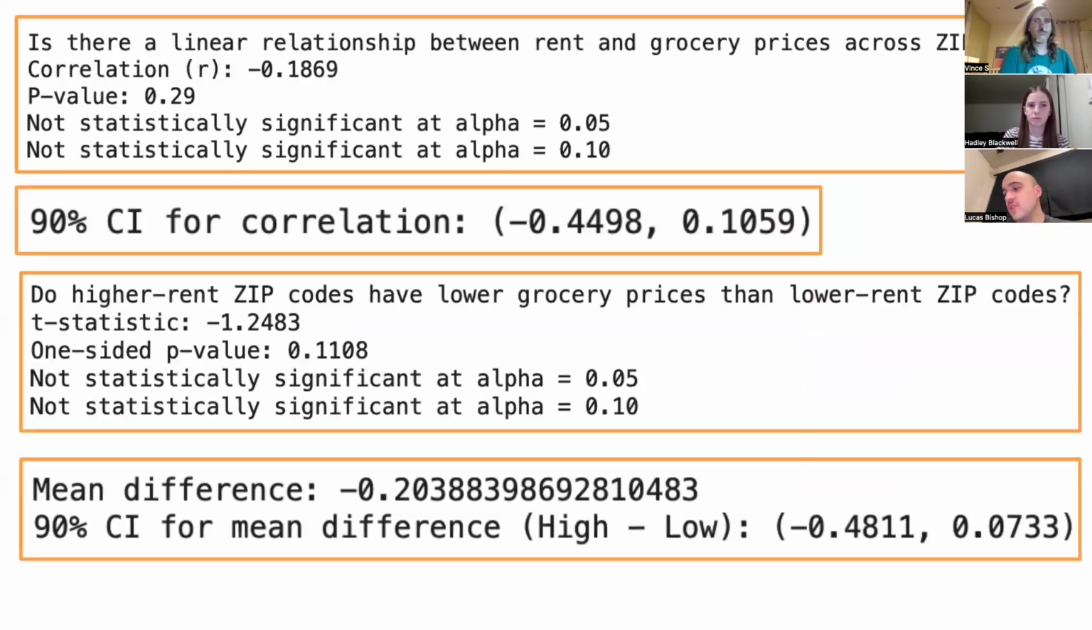So this is the results for our statistical analysis. Here we found that for the correlation there weren't statistically significant values, and this was proven by the confidence interval. And this was also the case when comparing higher rent groups with lower rent groups.